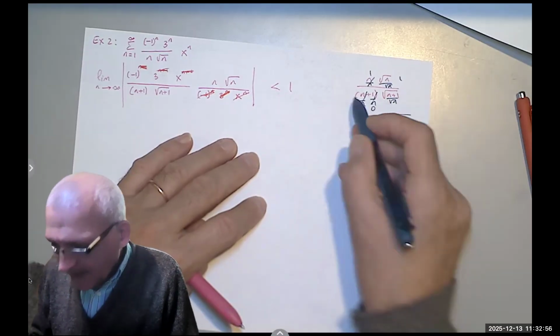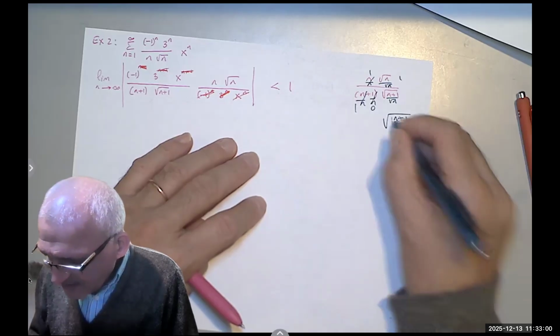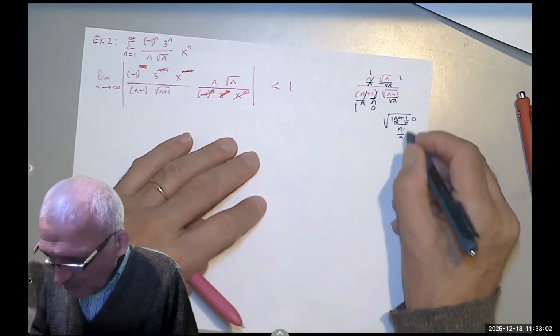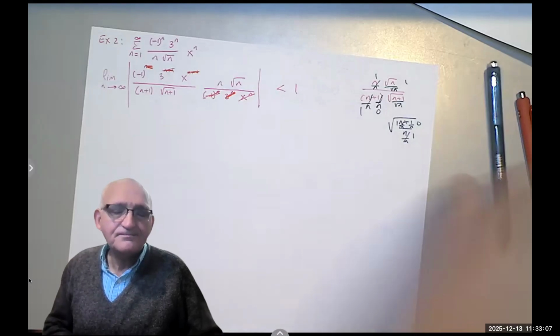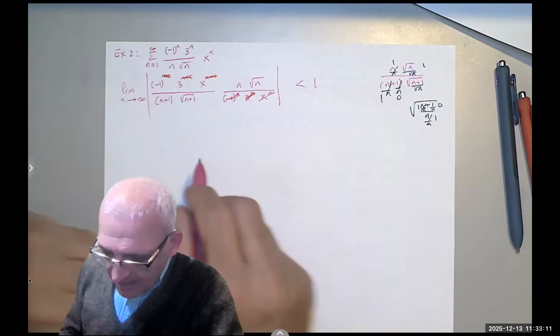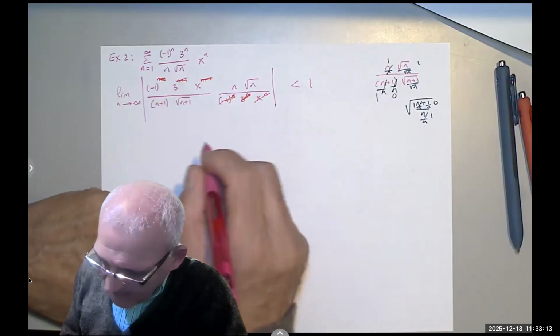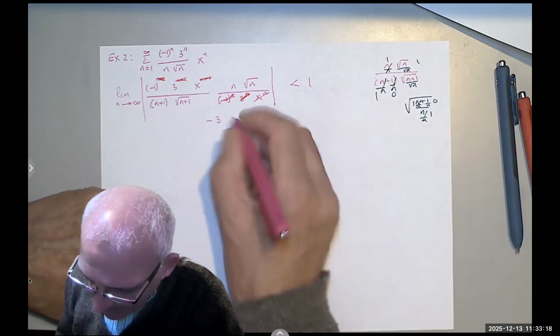So again, you apply the same logic. You divide top and bottom by n. You get 1 plus 0 over 1 is 1. Square root of 1 is 1. So it's 1. Okay? So I know that I have negative 3 times 1, because the limit is 1. So you get negative 3 x.